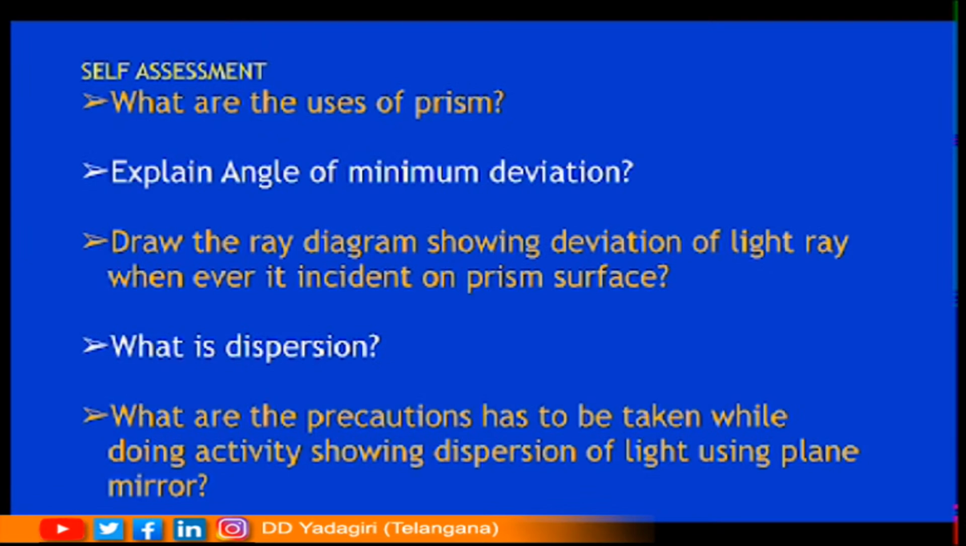Children, to improve your learning, try to answer these questions. What are the uses of a prism? Explain angle of minimum deviation. Draw the ray diagram showing deviation of a light ray whenever it is incident on a prism surface. What is dispersion? What precautions have to be taken while doing the activity showing dispersion of light using a plane mirror? Children, this activity is given in your textbook. Read it, try to do it, and try to answer this question.